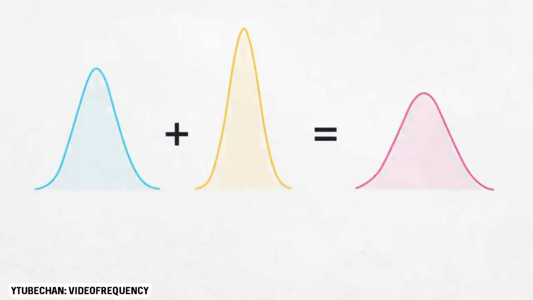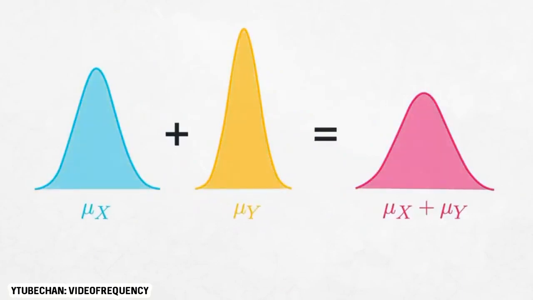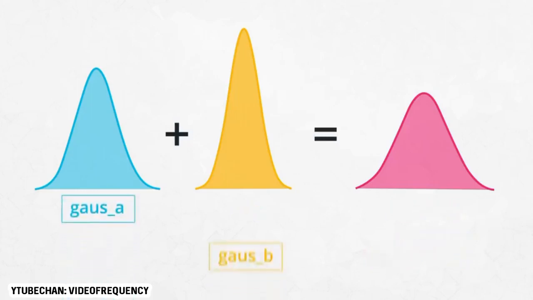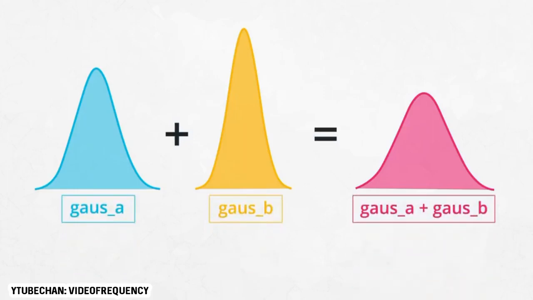To find the mean of this new distribution, you add the means of the individual Gaussian distributions together. To calculate the standard deviation, you take the square root of the sum of squares of the standard deviations. Mathematically, there's a clear definition of what it means to sum two Gaussian distributions. But what about in your code? If you instantiate a Gaussian object and then instantiate another Gaussian object, can you type out Gaussian A plus Gaussian B and expect to get the correct result?